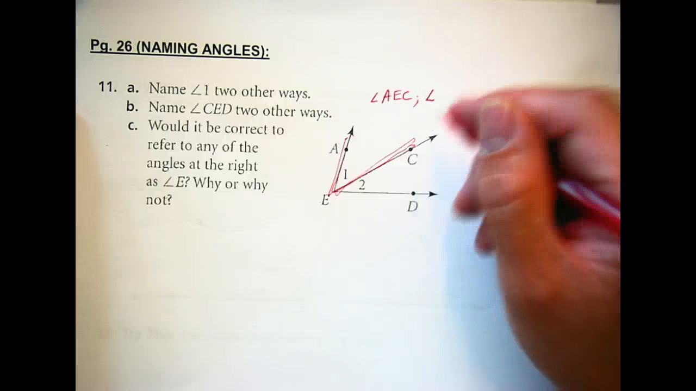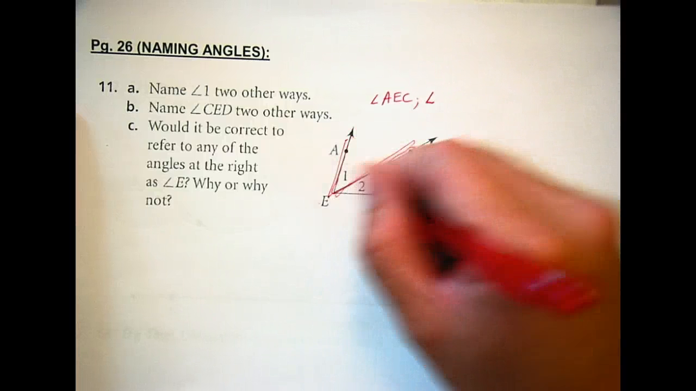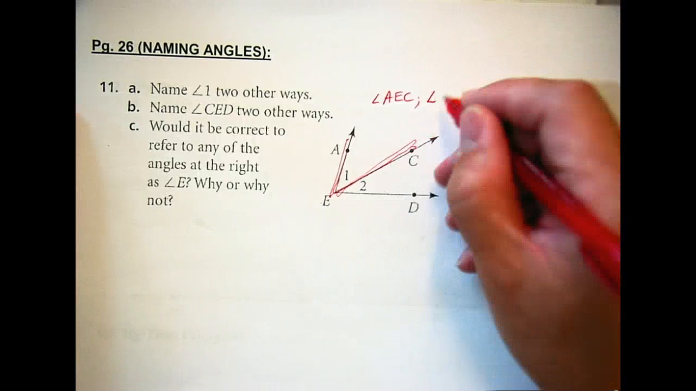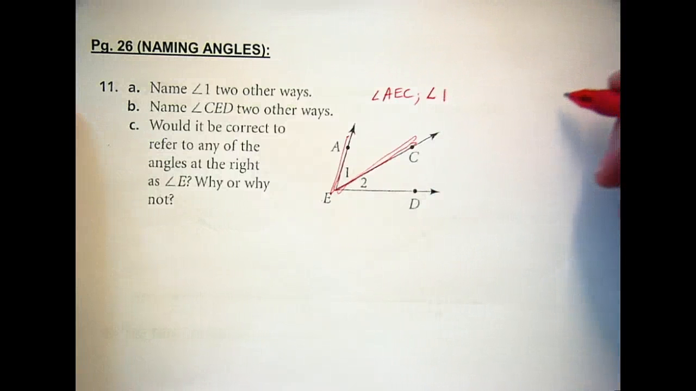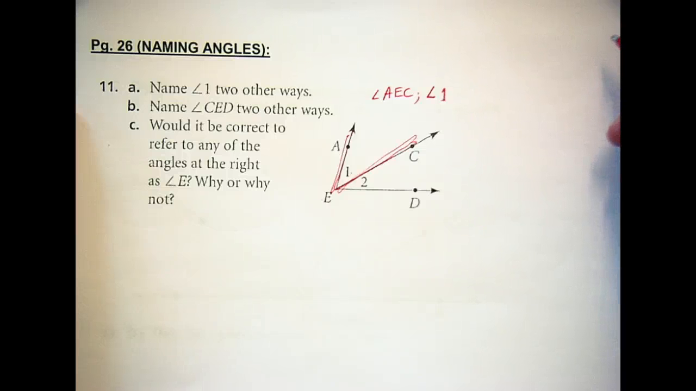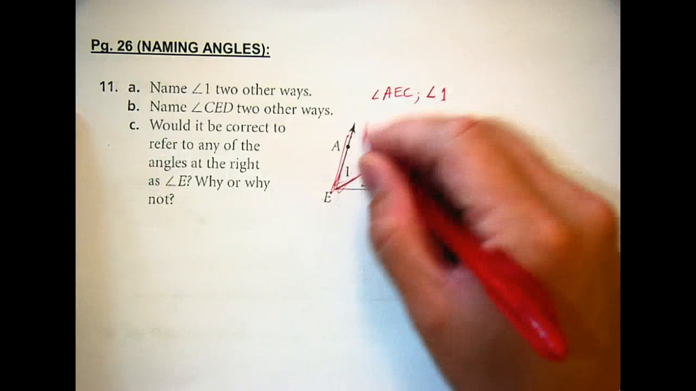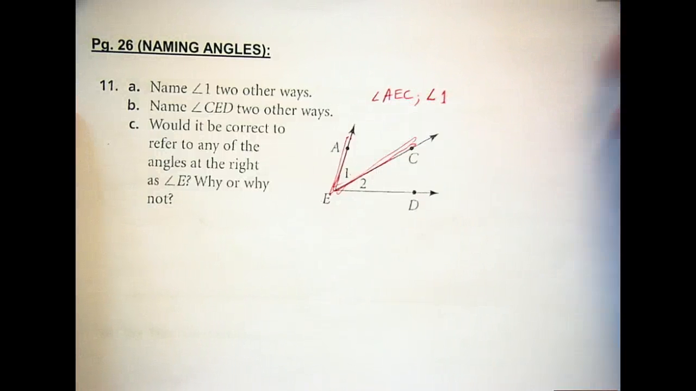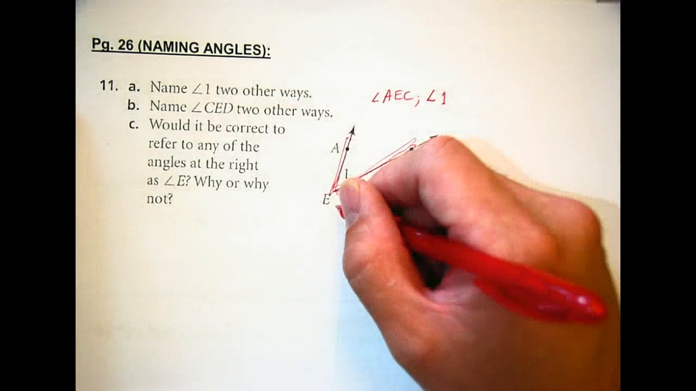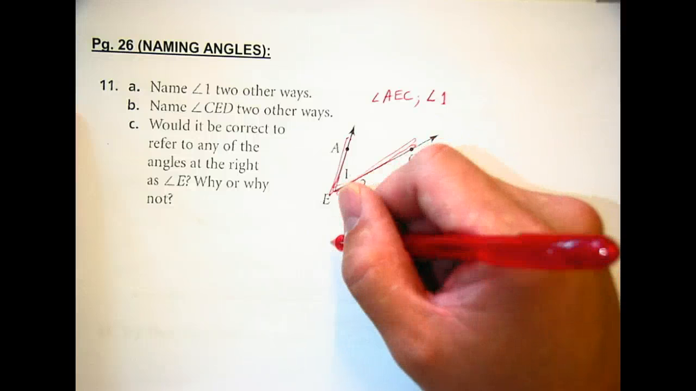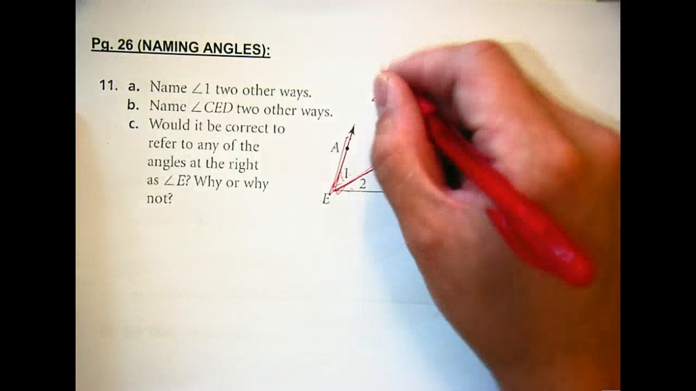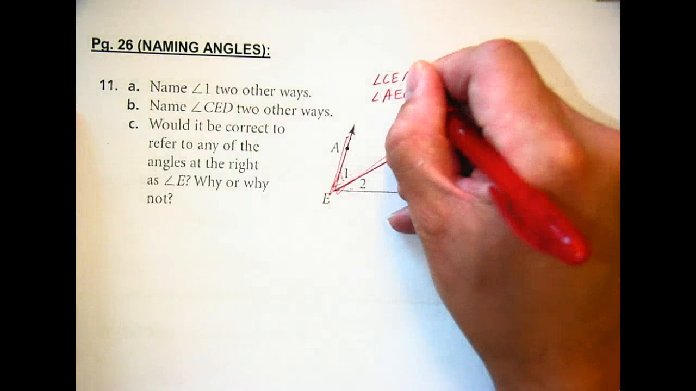James? CED. No. CED would be this one here. AED. No. It's actually angle 1, because of the number there. Well, it says 2 other ways. Oh, 2 other ways. CEA and... Okay. I see. AEC would work. We got to name angle 1. Could we call it angle E? Yeah, we couldn't because there are 2 angles formed right here. Okay. So let's go with CEA, AEC, and angle 1.